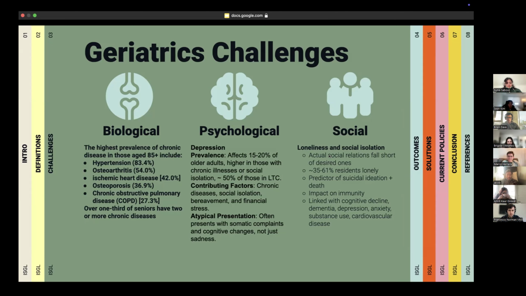Another social challenge that geriatrics entails is loneliness and social isolation. As people age and move into assisted living and lose their ability to drive and their independence in general, many elderly people report feelings of loneliness. And this is a problem because it also predisposes them to other illnesses, as well as increases the risk of suicidal ideation.